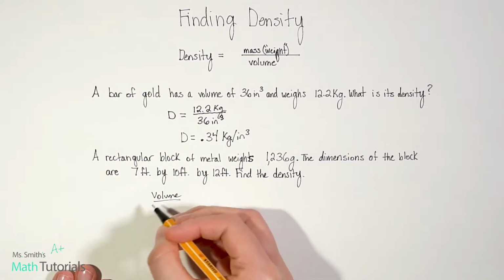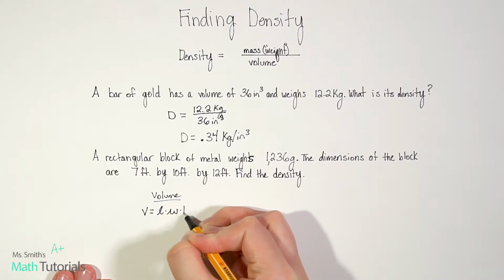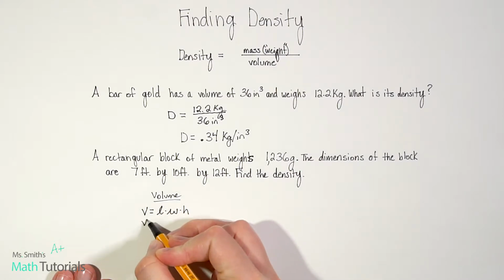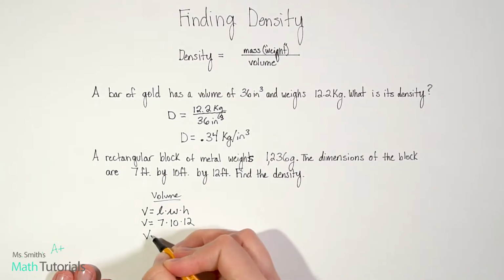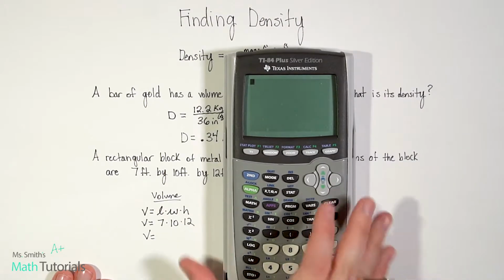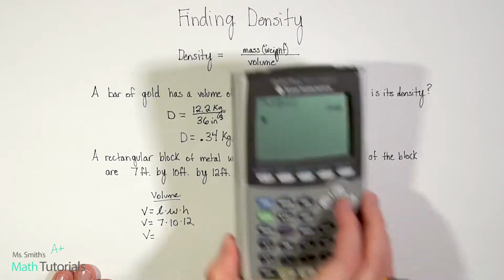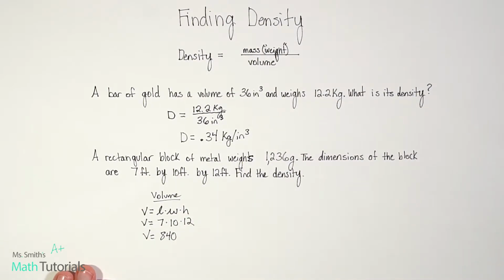The volume formula would be the volume is length times width times height. Now, they didn't tell us which one was the length and which one was the width and which was the height, but it doesn't really matter, right? Because in multiplication, order doesn't matter. So we know our volume is 7 times 10 times 12, which would be, let's grab out our calculator. So 7 times 10 times 12, which ends up being 840.